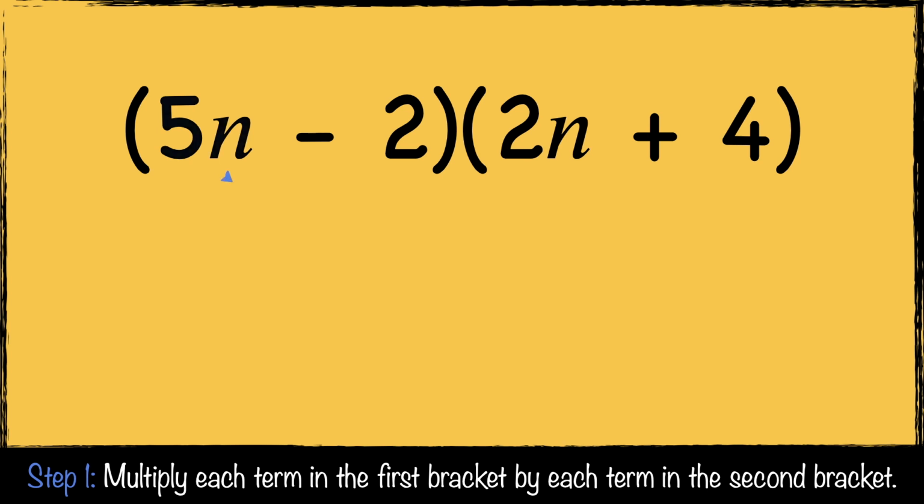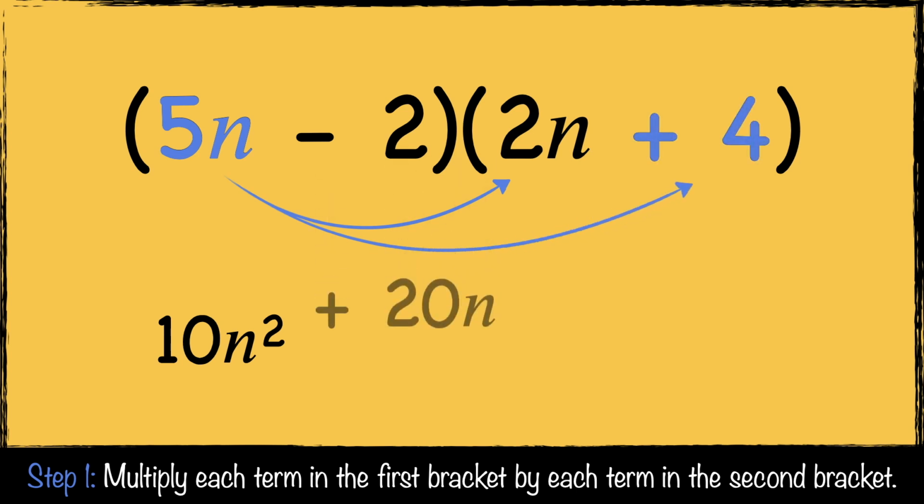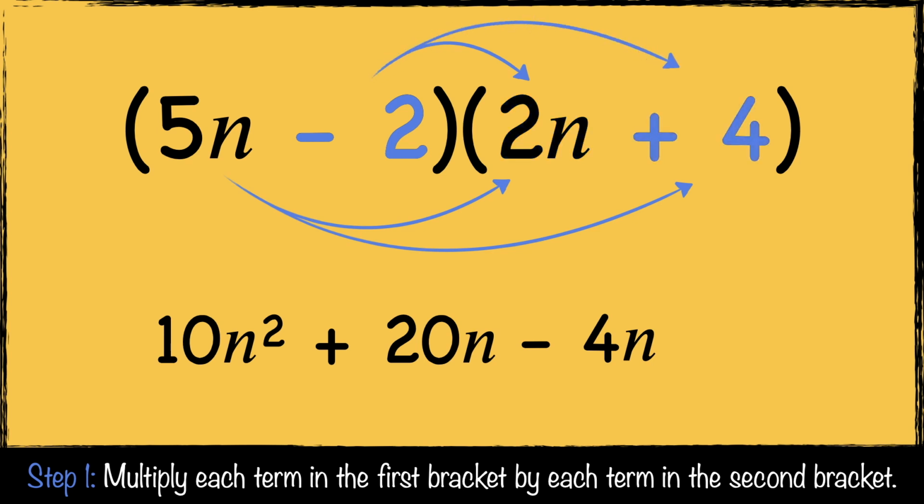First, we multiply 5n by 2n, which gives us 10n squared. Then we multiply 5n by 4, which gives us 20n. Now we multiply minus 2 by 2n, which gives us minus 4n. Then we multiply minus 2 by 4, which gives us minus 8.